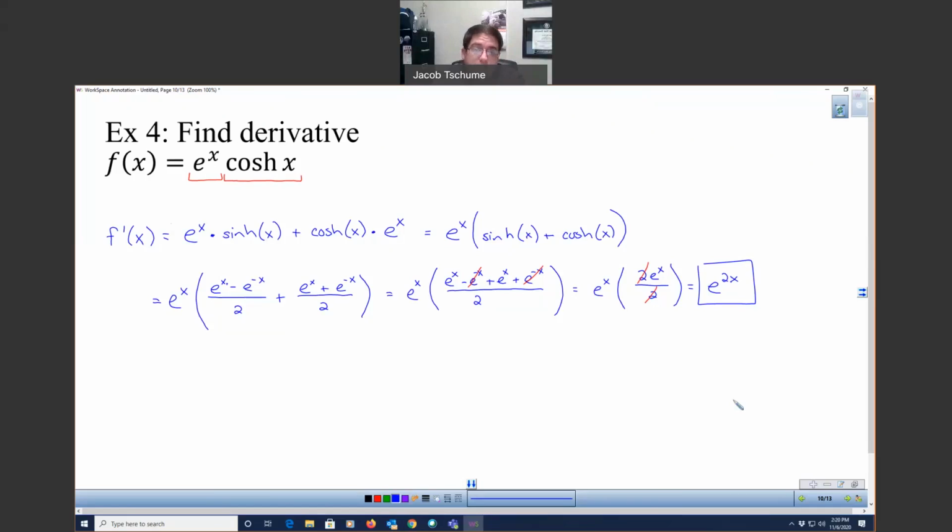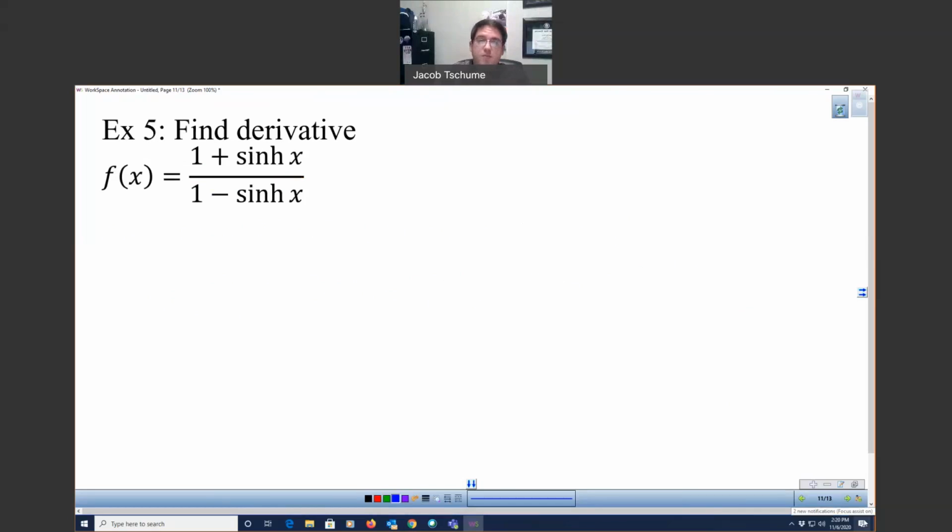All right, so that one had product rule. We've done chain rule. You're probably guessing what's coming up next. And if you guessed quotient rule, you are 100% correct. We have to make sure we also remember our quotient rule from Cal 1. So we want to take the derivative of 1 plus hyperbolic sine over 1 minus hyperbolic sine.